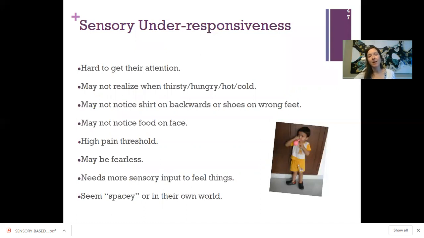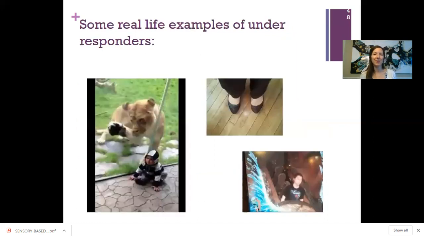They might need more intense sensory input to feel things. They may seem a little spacey or in their own world. Some real life examples of under-responders: the person who put on two different shoes and didn't notice until she got to work; the kiddo who has no idea that there's a lion behind him trying to eat him; and the kiddo on Splash Mountain who doesn't feel much of anything. He's not terrified at all. It's as if he's just sitting in the classroom, not moving.